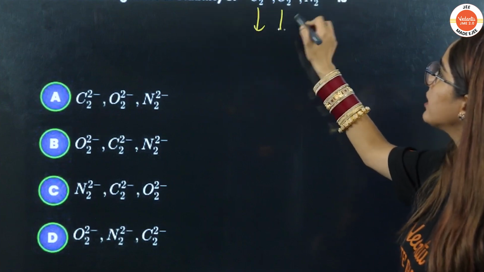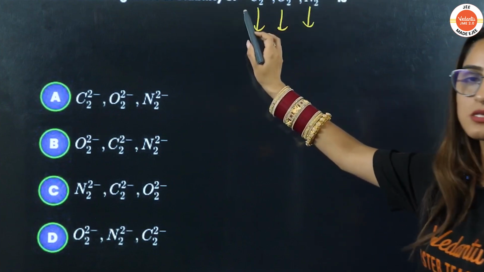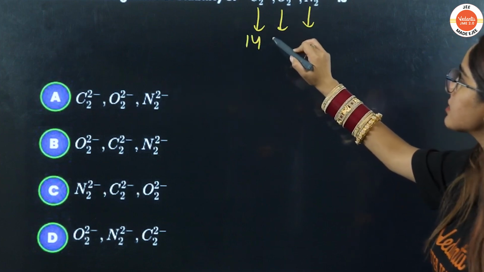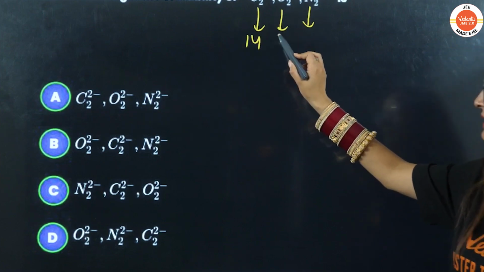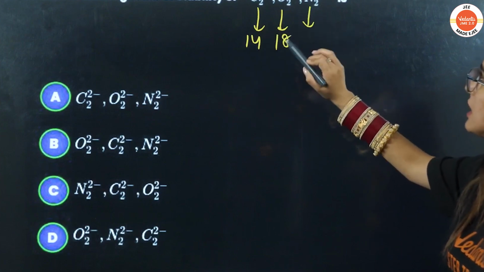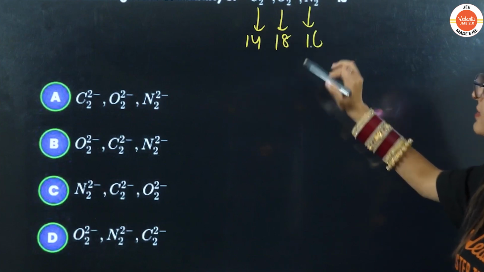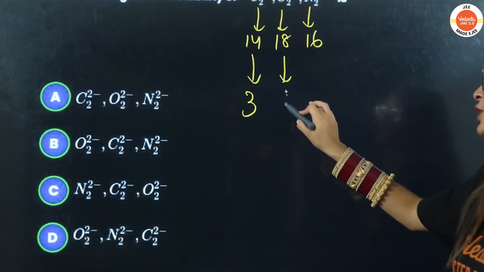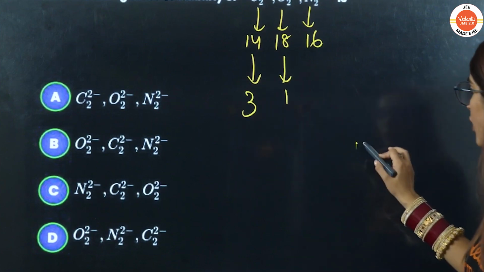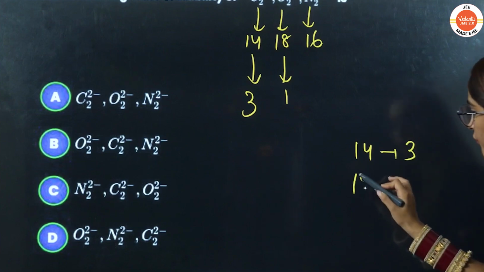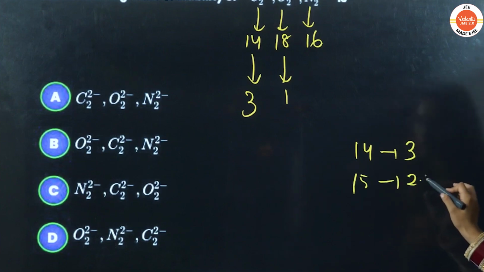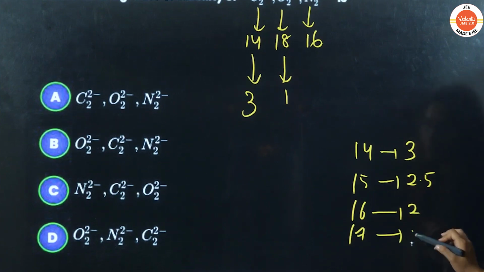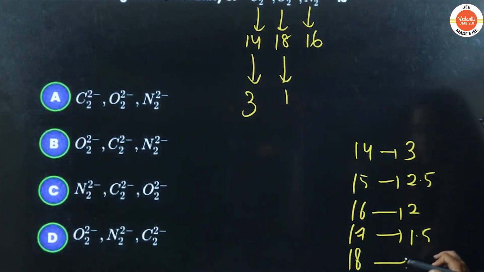If you calculate the bond order directly, this is C into 2, carbon is 6, 12, 12 plus 2, 14. Oxygen is 16 plus 2, that is 18. Nitrogen is 14 plus 2, that will be 16. For 14, you will have 3. For 18, you will have 1. Because see, for 14 you have bond order 3, for 15 it is 2.5, for 16 it is 2, for 17 it is 1.5, for 18 it is 1.